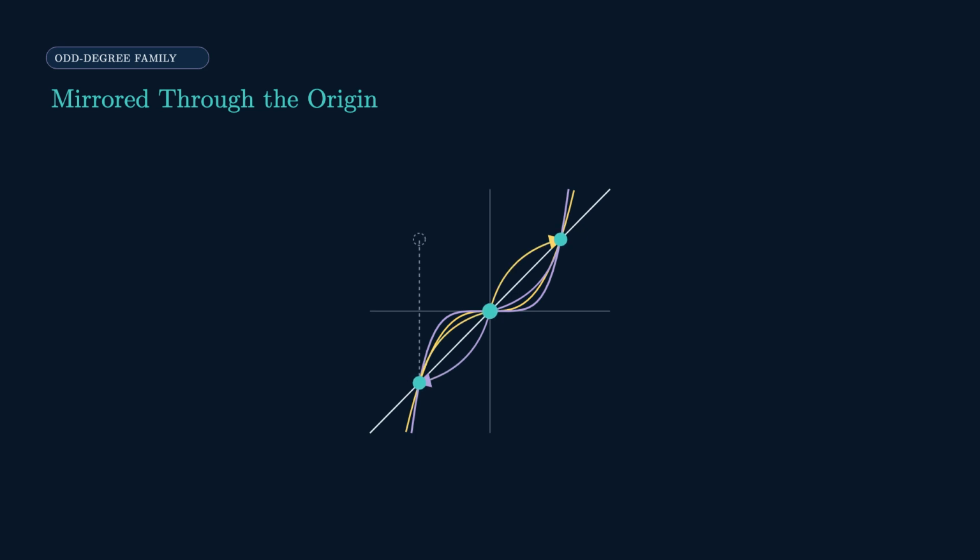That last one's the difference. The even family met at -1, +1. The odd family meets at -1, -1. Mirrored through the origin, not across the y-axis. Start with the positive side.